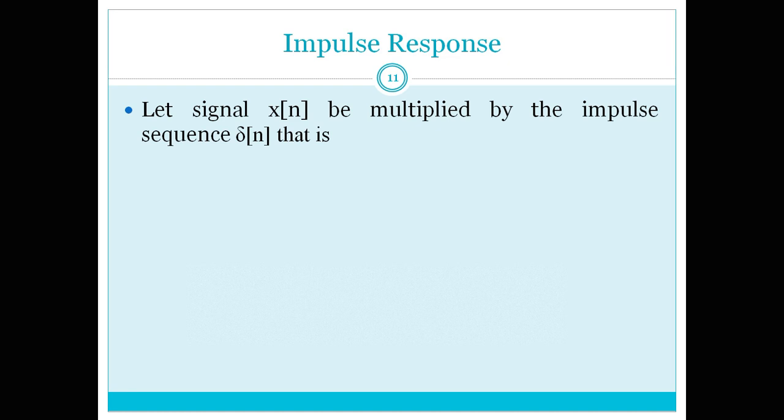Let us consider a signal x of n, which is discrete in nature, multiplied by the impulse delta n. So x of n into delta n. As we know, delta n is an impulse signal. For example, it's a unit impulse signal, its value is 1 at n equal to 0, and all remaining values are 0.